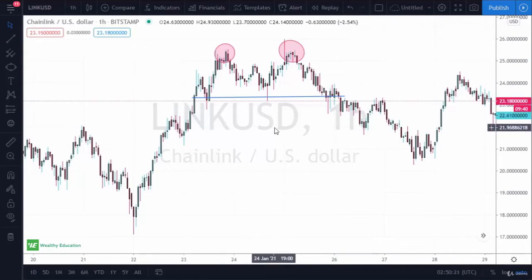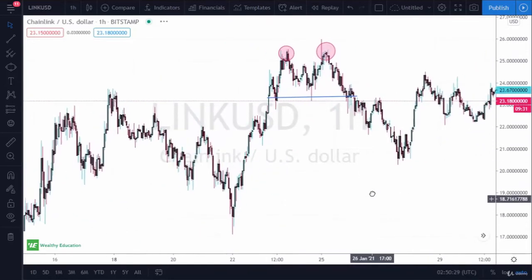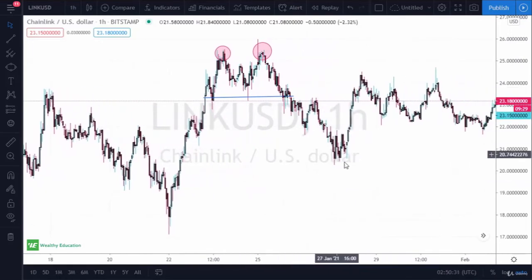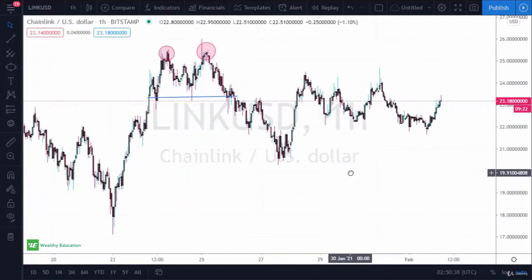Another thing that I like about this is that it's right at the 25 cent to 26 cents level. That's right where you'd expect from a psychological standpoint to see some resistance. And you can see it was a nice move right back down to about 20. So pretty straightforward. Makes quite a bit of sense.